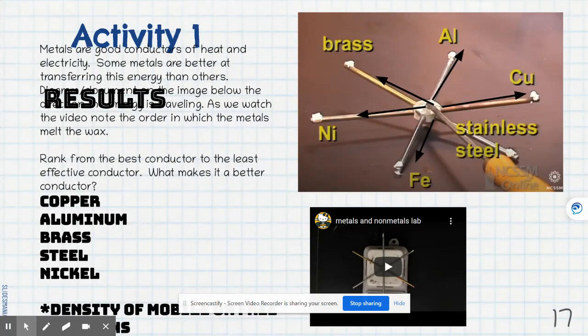Our results were the copper wax melted first, followed by aluminum, brass, steel, and nickel. If you think about what was happening, the metal was getting heated in the center, and the heat was transferring or moving down the metal. And the density of the mobile free electrons is what makes something a better conductor of heat.